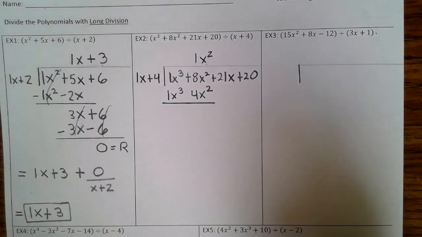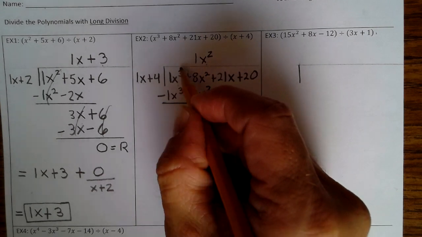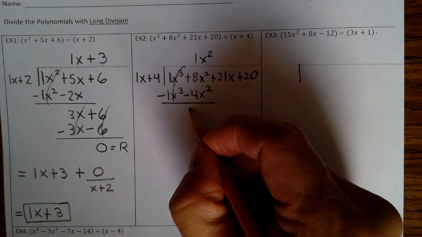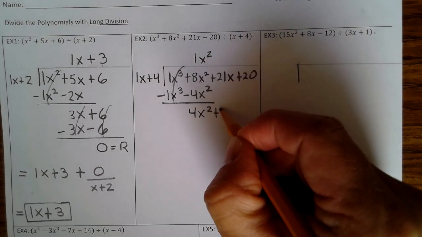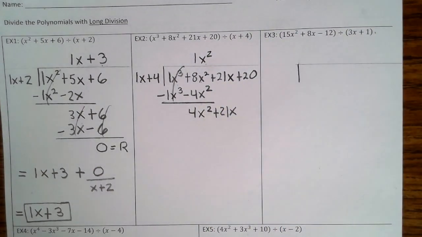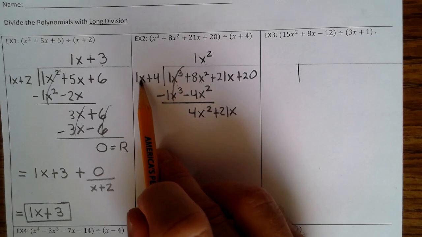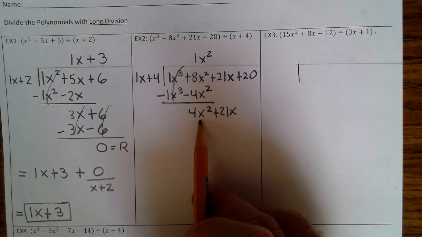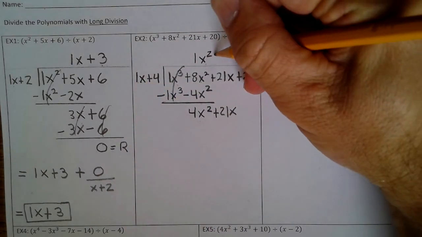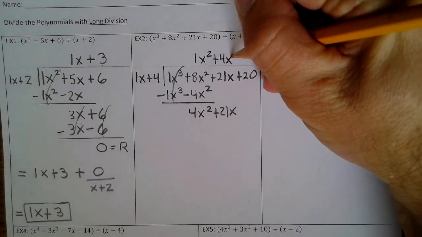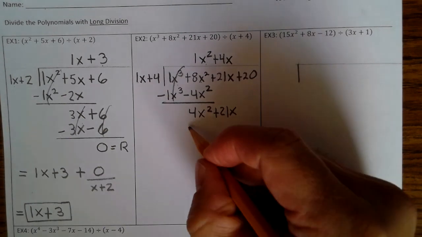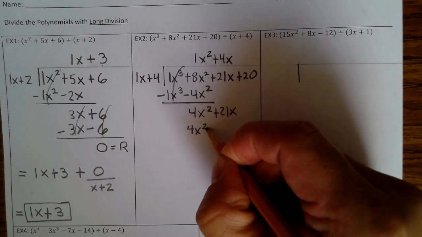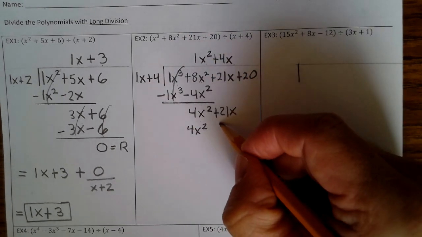Now we're going to subtract. That cancels. 8x squared minus 4x squared is 4x squared. Bring down the plus 21x. Now you ask yourself, what do you multiply 1x by to give you 4x squared? The answer to that is plus 4x. So now we multiply. 4x times 1x is 4x squared. 4x times 4 is 16x.